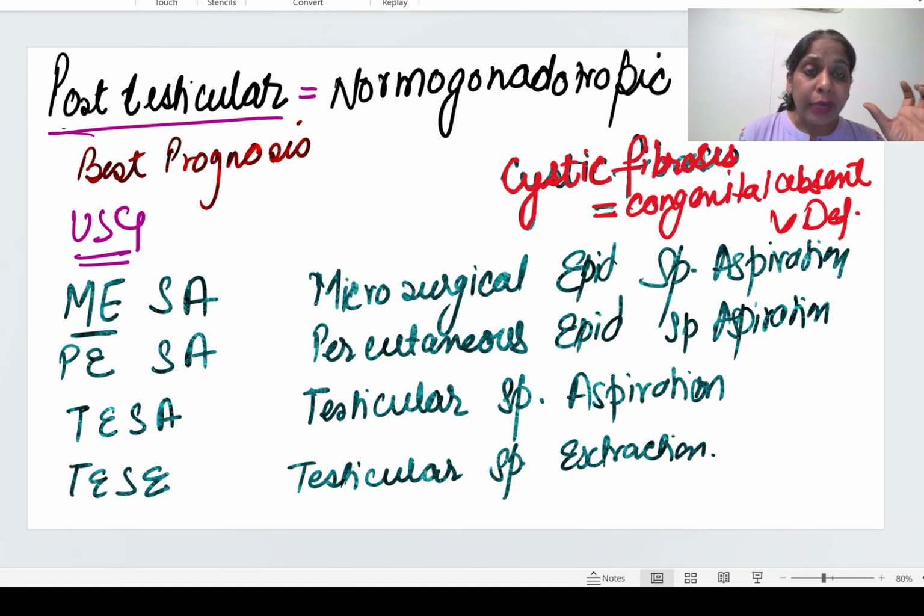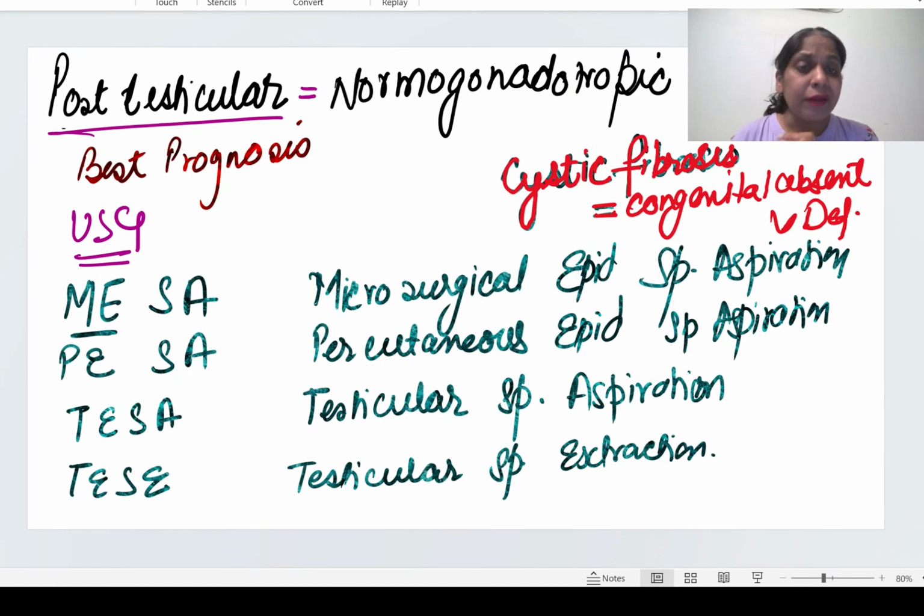Okay, so now the gonadotropins are normal, because FSH and LH are getting released, and the negative feedback is also being done by the testosterone. So gonadotropins are normal. Once again, in the pre-testicular, it was hypogonadotropic. In the testicular, it was hypergonadotropic. In the post-testicular, it is normogonadotropic. This has the best prognosis. Here, what is there? Sperms are being produced and there is obstruction. So you have to just take out the sperms. This has got the best prognosis, and this was asked in your exam.